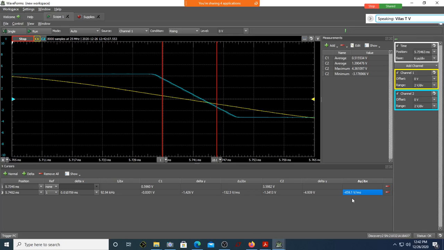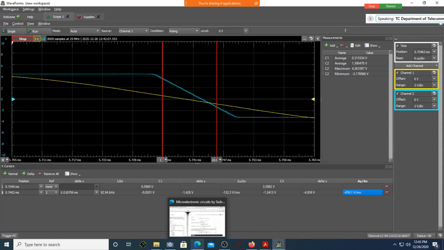459 volt per millisecond, or 0.5 millivolt per microsecond. Correct? 0.5, it's not millivolt, 0.5 volt. So I will rewrite it. Just don't get confused. It is now minus 459.1 volt per millisecond. I'll just do this.